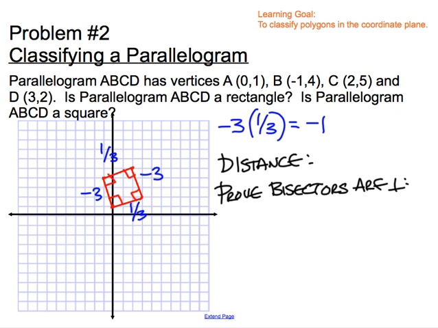In this case, if we want to check the distance on each side to prove that they're all equal, that would require 4 calculations. If we want to prove that the bisectors are perpendicular, that requires us to calculate the slope of each bisector, and then check their product to see if it's -1, thus proving that they're perpendicular. So in this case, the second option is better.